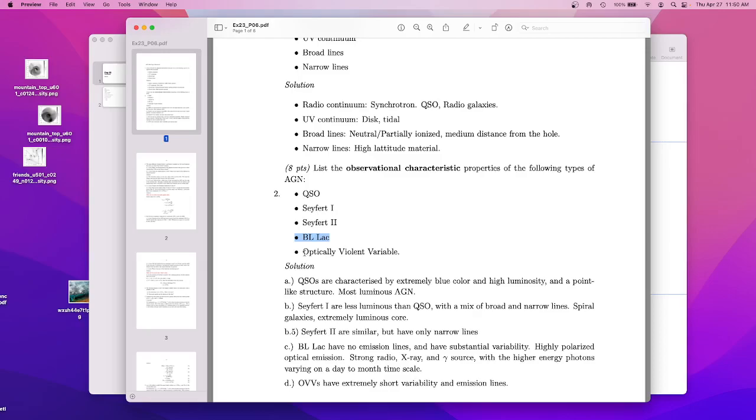And optically violent variables. What did you read about those? Somewhat similar to a BL Lac, but shorter. They're violent in the optical wavelengths, but not a lot of them are. And they have emission lines, whereas BL Lac objects do not have emission lines.